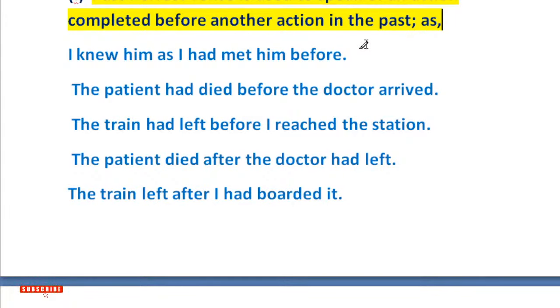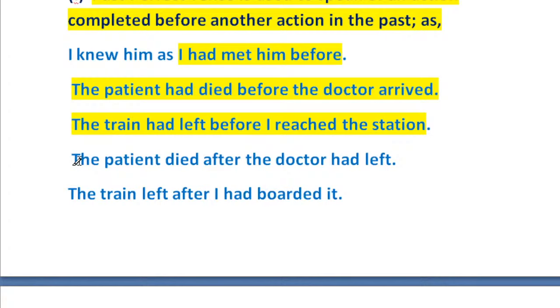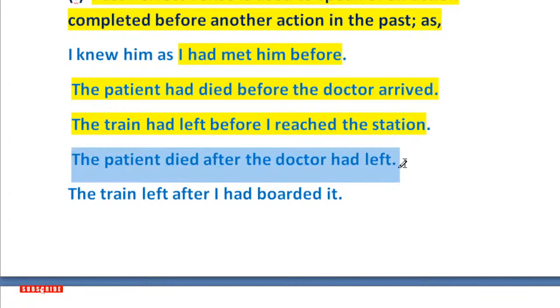Then, the patient had died before the doctor arrived. Then the train had left before I reached the station. Then the patient had died after the doctor had left. Then the train left after I had boarded it.